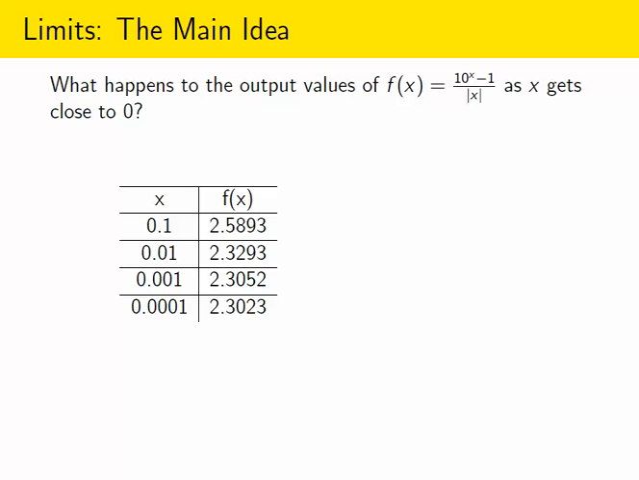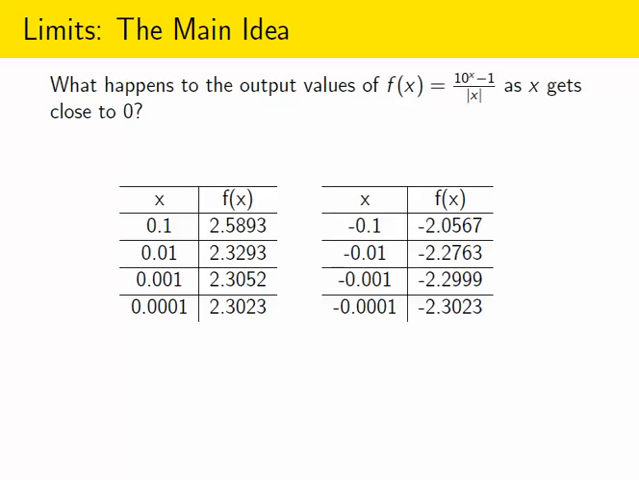As we plug in values that get closer to 0, we get outputs that appear to be getting closer and closer to 2.3. Okay, but notice we've only plugged in values that are getting closer to 0 and that happen to always be greater than 0. We could also ask what happens if we plug in values that are less than 0 and getting closer to 0. That's what this table shows.